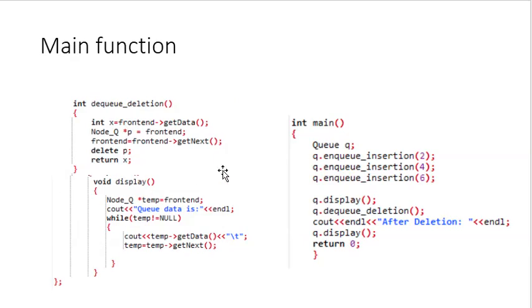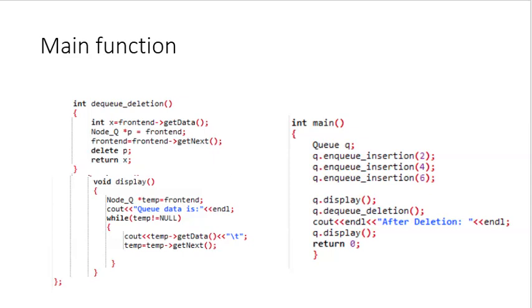Coming to the delete function, the deq_delete function: int x is equal to front end data, as for deletion you have to assign the front end data. I am creating a temporary pointer p, assigned to the front end, because we have to delete that pointer. Then the front end will be assigned the next pointer, and then you can delete the p pointer and then return x, because we have to move the front end pointer.